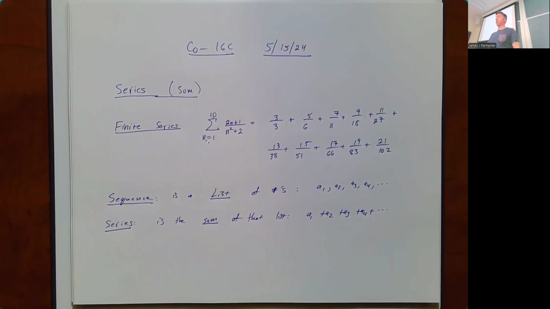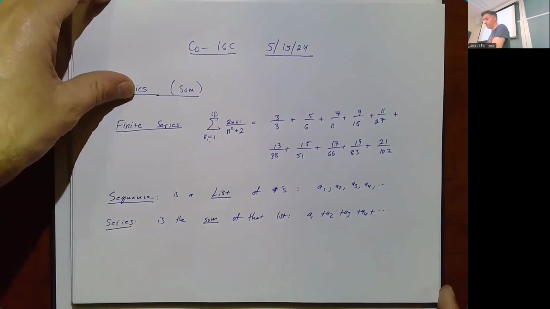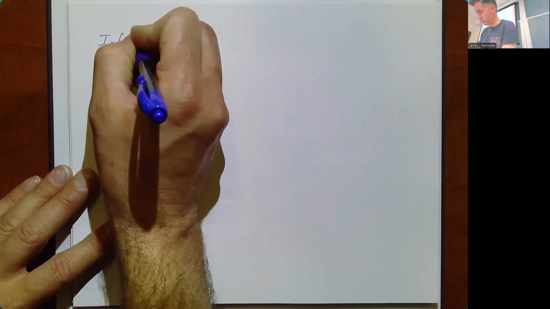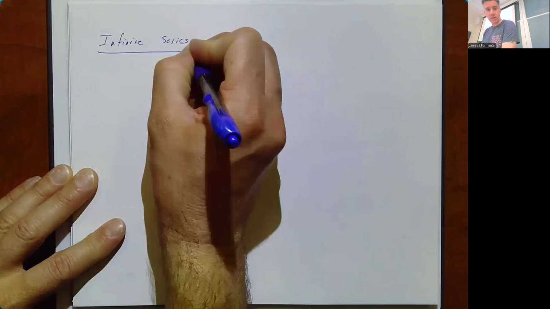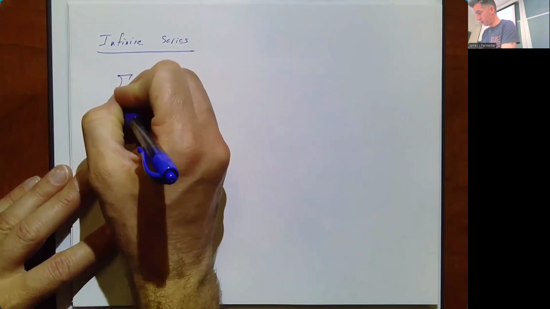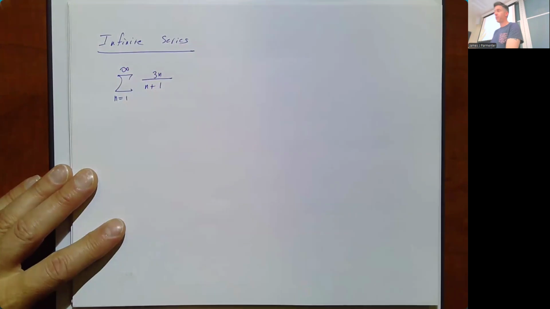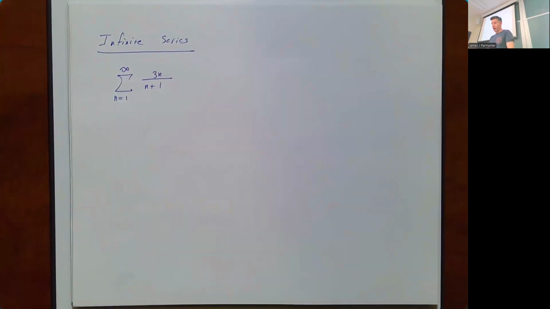Most of the time, we're going to be looking at infinite series. So for example, here is an infinite series. Say the sum from n equals 1 to infinity of 3n divided by n plus 1. A lot of the time, our series will start at n equals 1, or whatever letter we're using for our index, but it doesn't have to. It can start at n equals 0 or n equals 5, or really any integer, although usually we're starting at a non-negative integer, like 0, 1, 2, 3, etc.